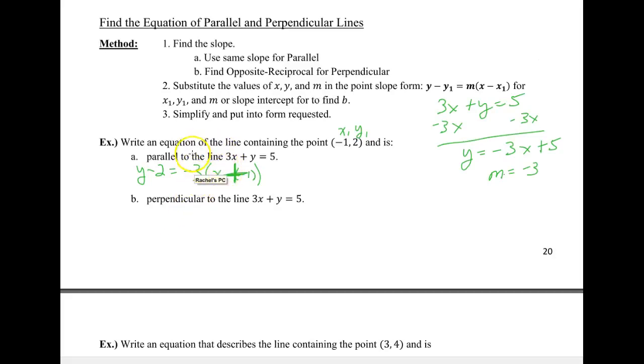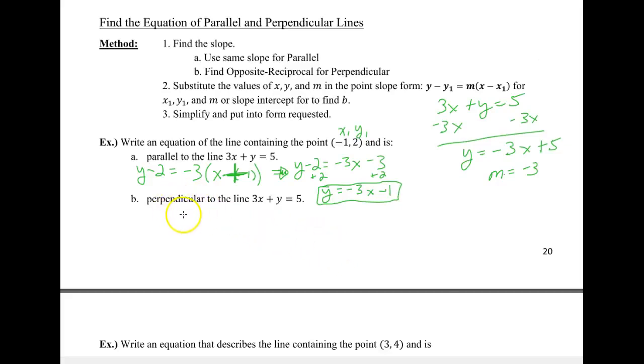And I'm going to go ahead and distribute that -3 into my equation. So I have y minus 2 equals -3 times x, and -3 times a positive 1. Lastly, I want to add 2 to both sides to get it into slope-intercept form. And y equals -3x. -3 plus 2 is -1. And there you go. That line will be parallel to this line. They have the same slope, different y-intercepts.